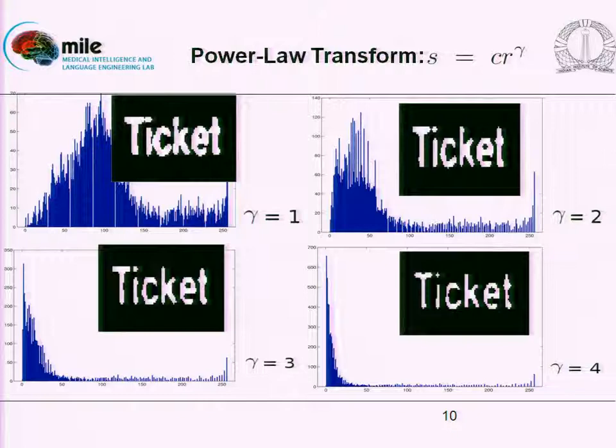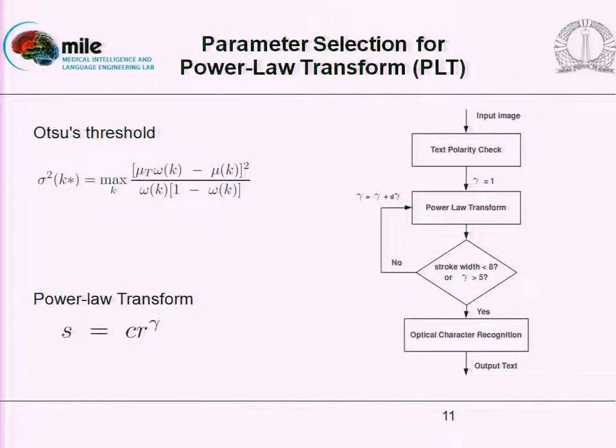This method is applied on grayscale images. This is the threshold measurement proposed by Otsu, and this is the power law transform. In this method, I varied the gamma value as well as the stroke width. For combining them, I developed a general algorithm, where before performing the power law transform, I obtain a binarized image and estimate the stroke width, and check whether the gamma is greater than 5. These parameters were obtained after experimenting.